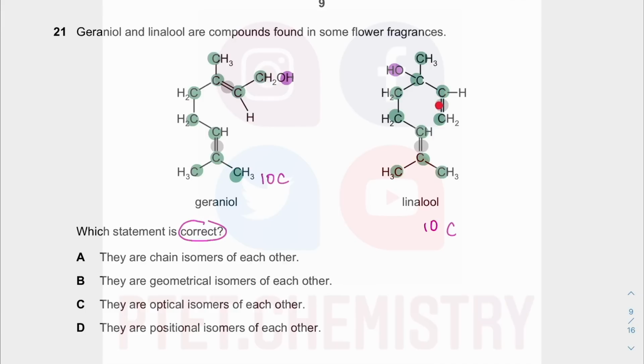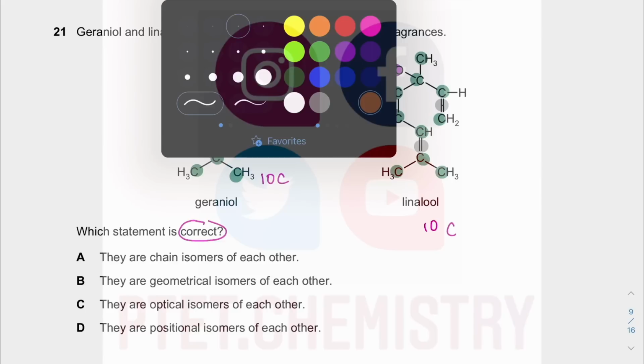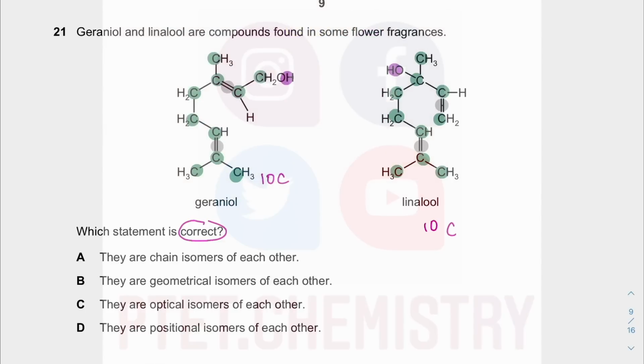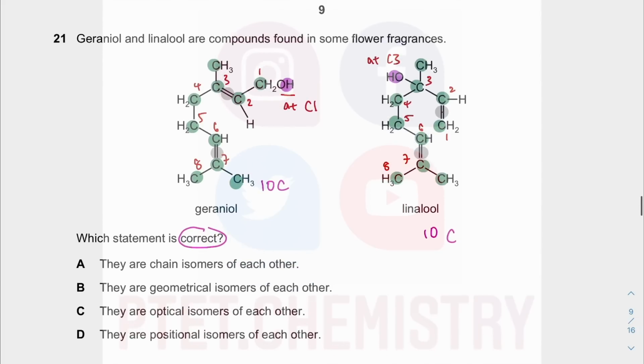what is different? So find the longest carbon chain, I guess. Find the longest carbon chain. If there is 1, 2, 3, 4, 5, 6, 7, 8. Then there's your 1, 2, 3, 4, 5, 6, 7, 8. And well, your OH is at carbon 1. Your OH is at carbon 3. So this is to do with position. This is definitely to do with position.